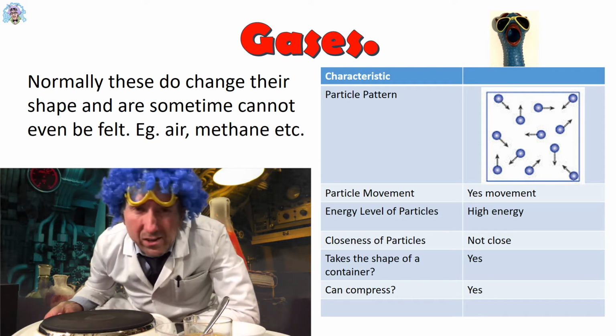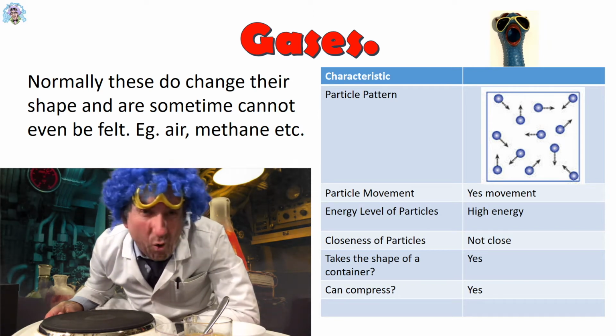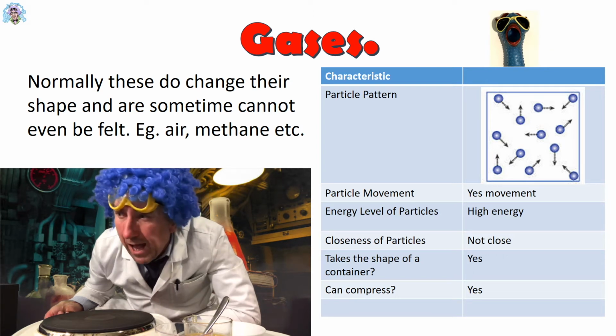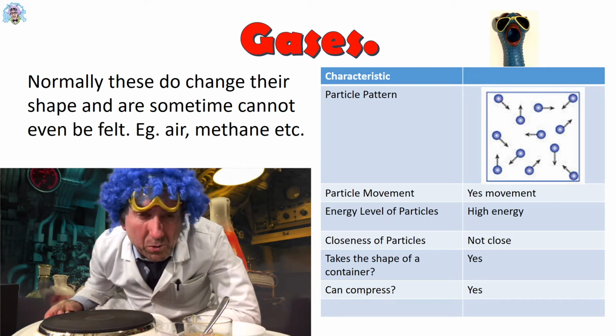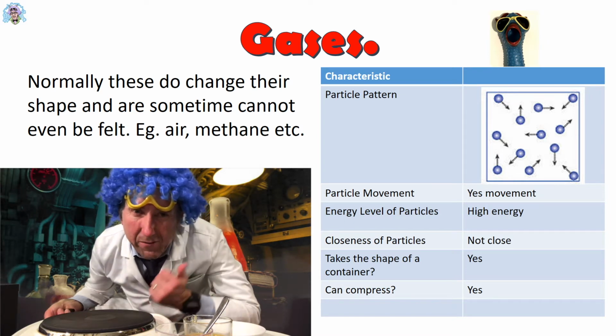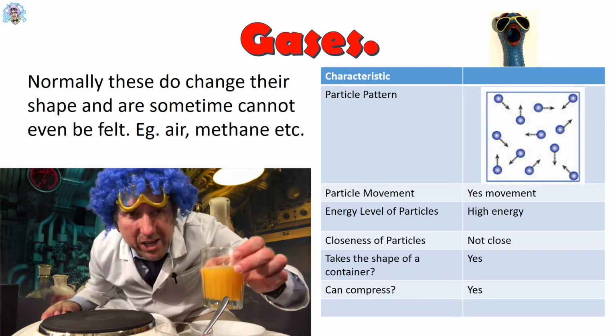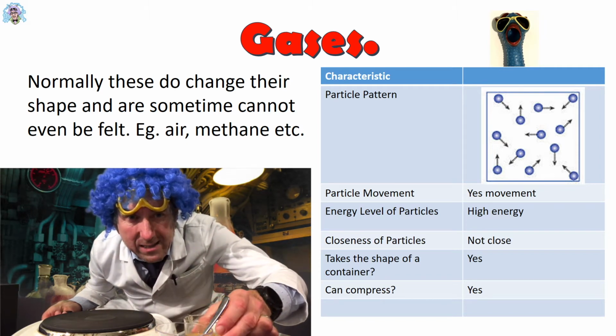With gases, their atoms do move easily. They've all got high amounts of energy within the atoms or between the atoms. Also, the particles are not close together at all, as you can see from the diagram. When they're in a container, gases do take the shape of the container.